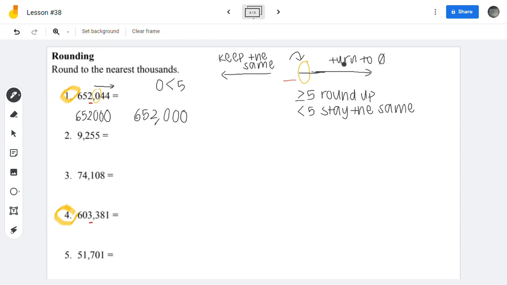So these rules over here might have been confusing. So we're going to do another problem, number 4. So I underlined the thousands place. Now I'm going to circle the hundreds place, the digit right after it. And now looking at this value, number 3, 3 is less than 5, so we're going to stay the same again. And staying the same would mean the red underlined value stays 3. Now, the numbers after the underlined value are going to turn to 0, and the numbers left of the underlined value will keep the same, so 6 and 0 will stay the same. So this should be 603,000. So that's how you round to the nearest thousands.